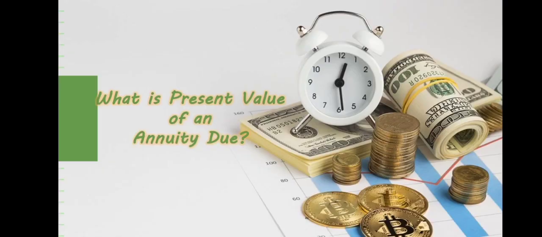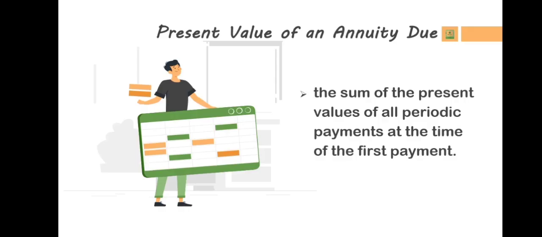Good day everyone, I am Sanli Claremanto Cluntad and I will be tackling about the present value of an annuity due and finding the periodic payments of an annuity due. What is the present value of an annuity due? The present value of an annuity due is the sum of the present values of all periodic payments at the time of the first payment. In other words, the present value of an annuity due is the value now of all its periodic payments.